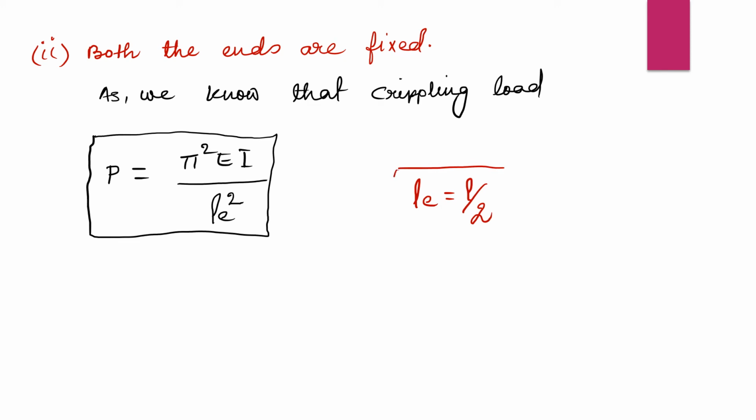Understand? Because in your question they will not give the effective length value, they will give only the length L value. So to know the LE value, we must know the end condition of the column. So if both ends are fixed, then LE value will become L by 2. Now our new formula, according to this LE value, we will put L by 2. So our new formula will become P is equal to pi square EI divided by L by 2 square.